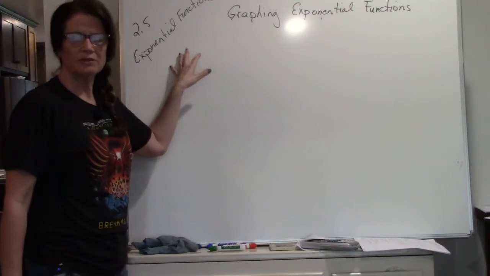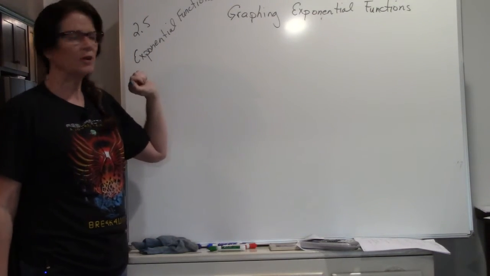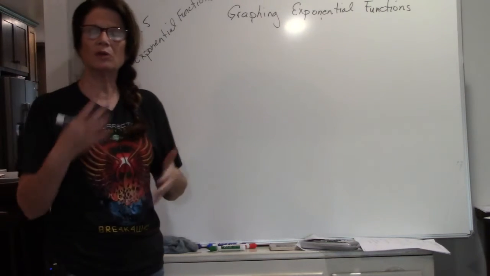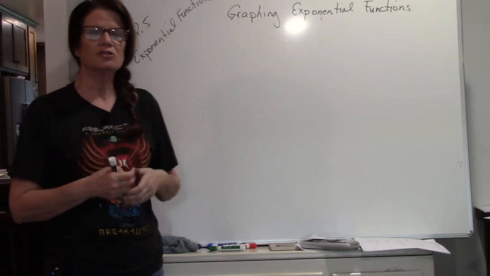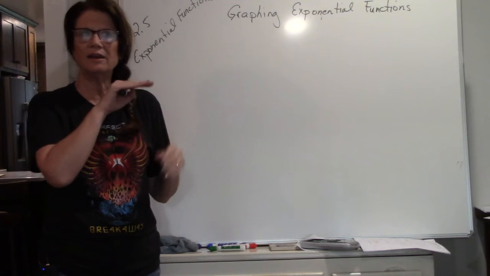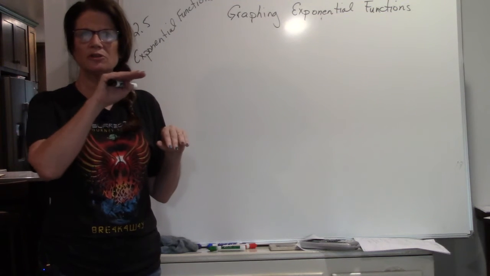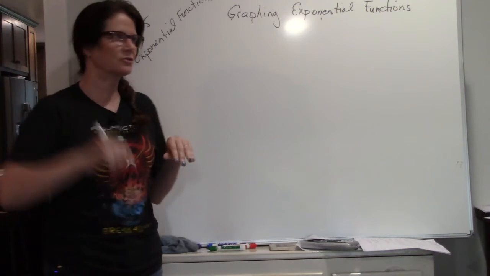So 2.5 is all about exponential functions, all right? So we're going to start with just graphing an exponential function. An exponential function has that shape of it starts out slow and then it really starts rising.